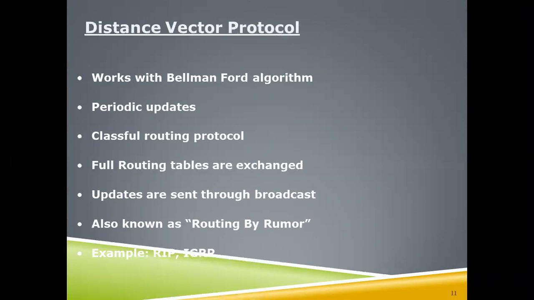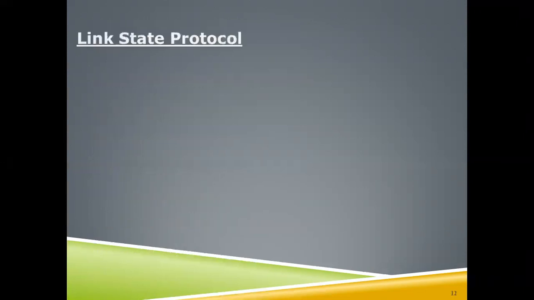The algorithm is the same, updates are periodic and triggered. It is a classless routing protocol. Full routing tables are not exchanged every time. There are triggered exchanges as well, and the updates are sent through multicast. So these are a few differences in the advanced versions of these routing protocols. So this is about RIP and other distance vector protocols.